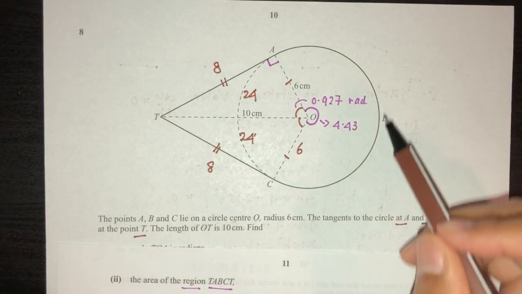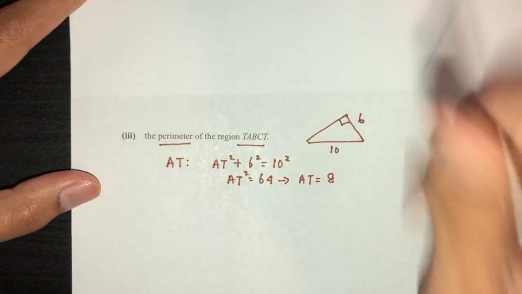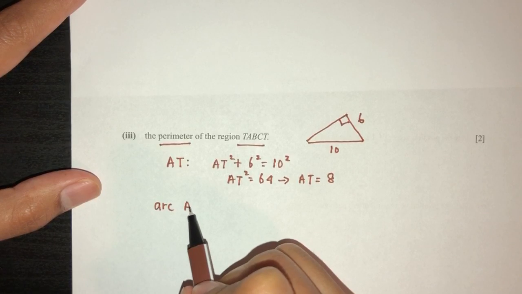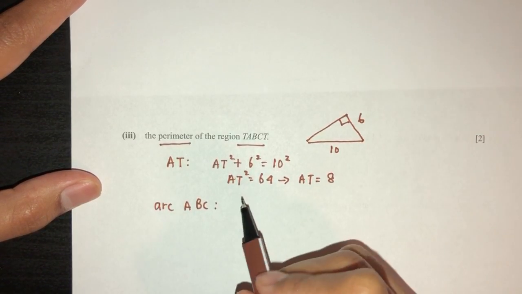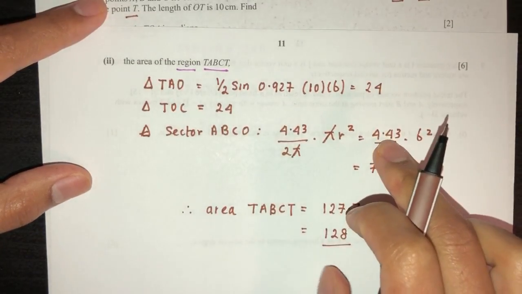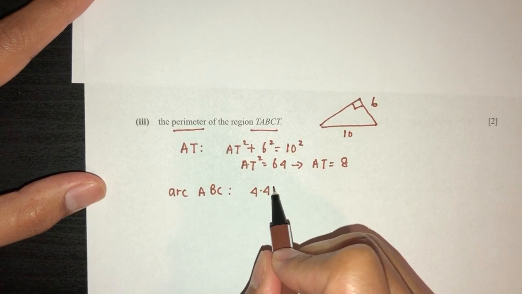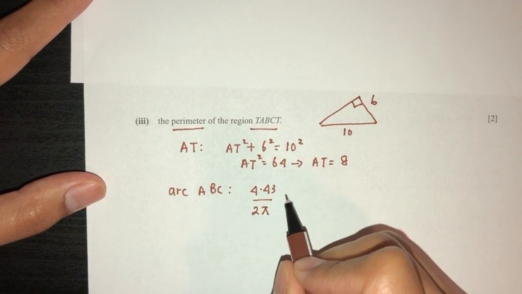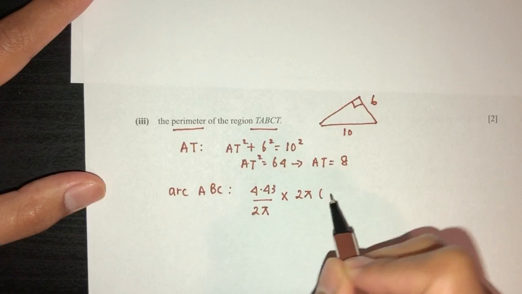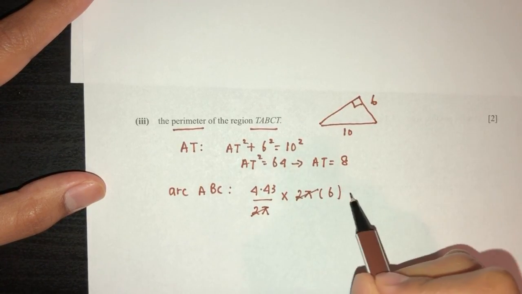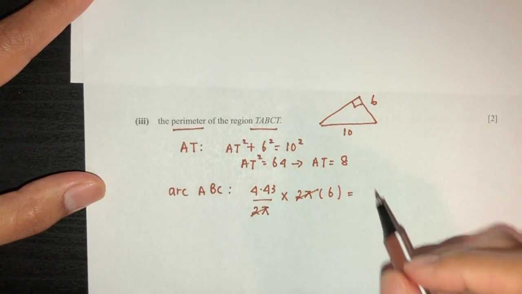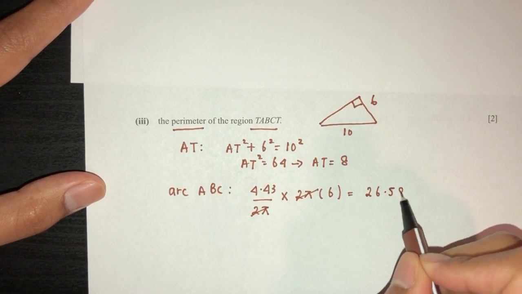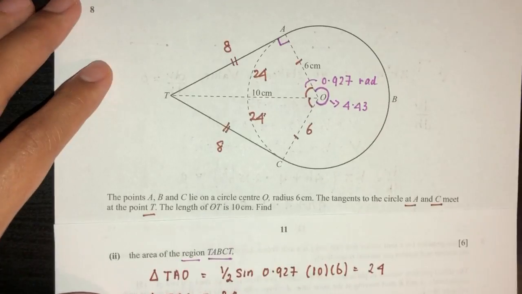So how do you find the length of arc AC? Let's do that. Arc ABC will be found by using the formula. The angle we found previously was 4.43, as you can see. So 4.43 over 2 pi times 2 pi r. r is 6, so these two cancel out. That will become 4.43 times 6. That will be 26.58.